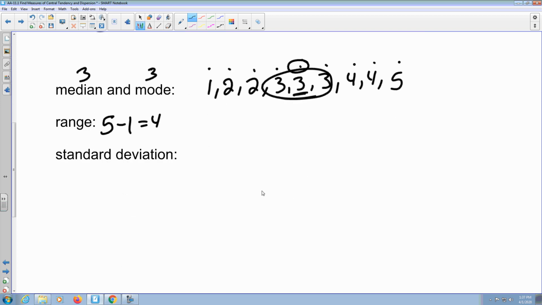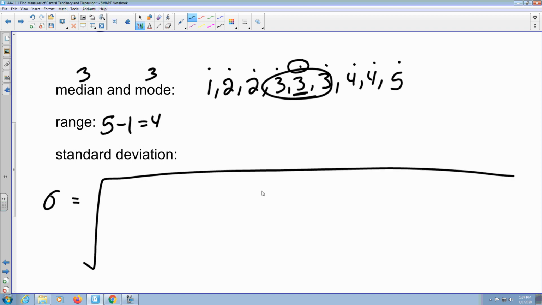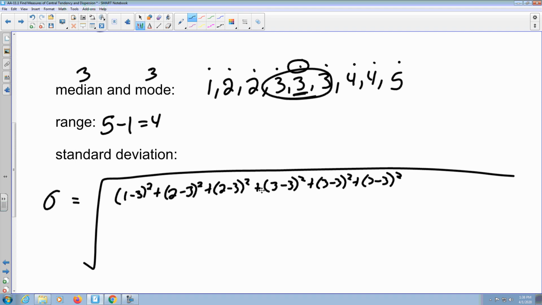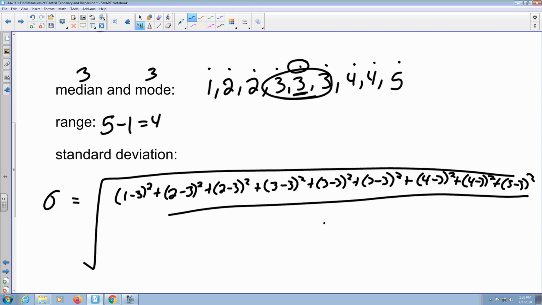Standard deviation here is going to be, I look at the first one, so it's going to be 1 minus 3 squared plus 2 minus 3 squared plus 2 minus 3 squared plus 3 minus 3 squared plus 3 minus 3 squared plus 3 minus 3 squared plus 4 minus 3 squared plus 4 minus 3 squared plus 5 minus 3 squared. And that's all divided by 9.